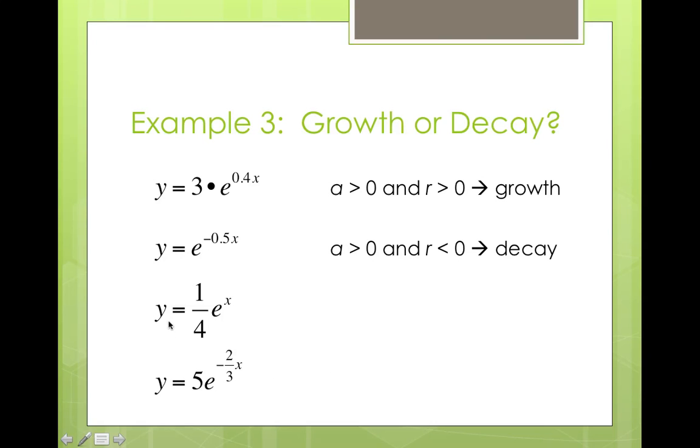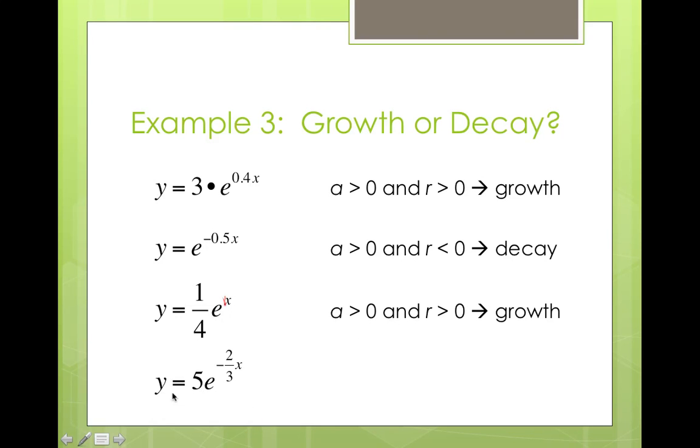Next equation is y equals 1/4 e to the x. Now don't let the a fool you. It is not the a that tells us anything. This fraction is not what makes it growth or decay. What makes it growth or decay is the r. And in this case, what is the r? Technically, it's just a 1. Is 1 positive or negative? It's positive, so we have a growth function.